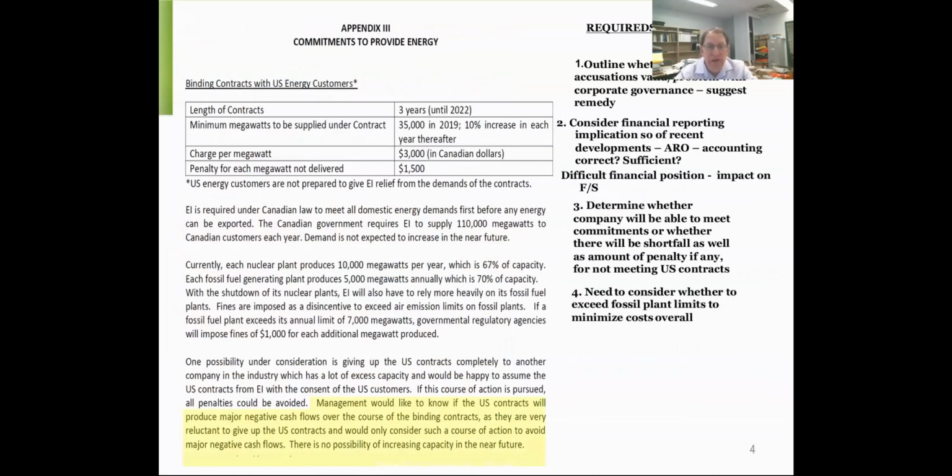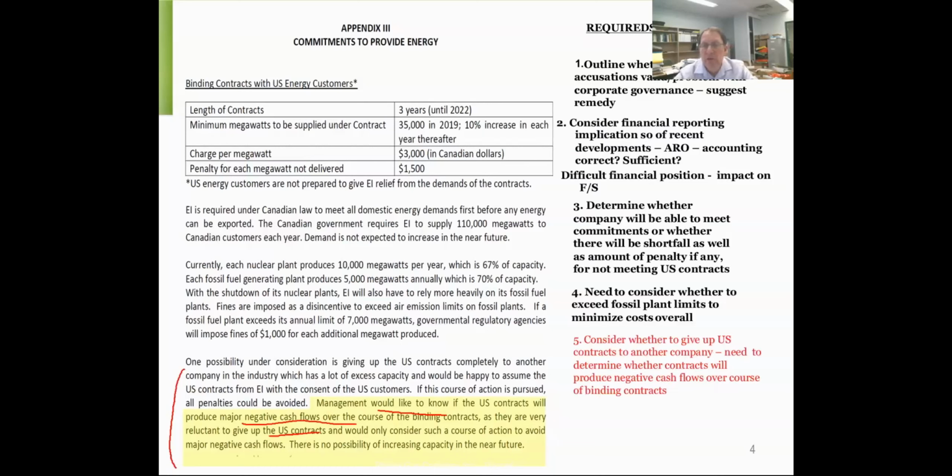All right, now that's our first page, but in the appendices, in appendix number 3, did people see another required here? Look at the highlighted at the bottom. Management would like to know, here comes the required, if the U.S. contracts produce major negative cash flows. They're very reluctant, they don't want to give them up, and they would only consider giving them up if they had major negative cash flows. So we add that. I put it in red, just to show you it came from an appendix. Remember, we said you're going to get most of them in the body before you get to the appendix, but you can still get something from an appendix.